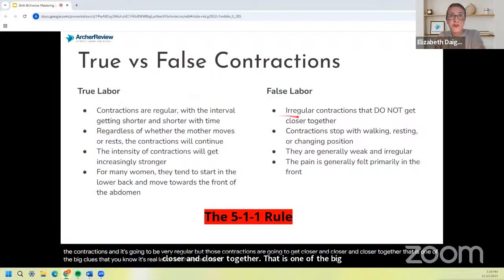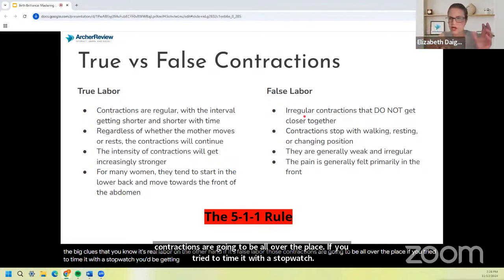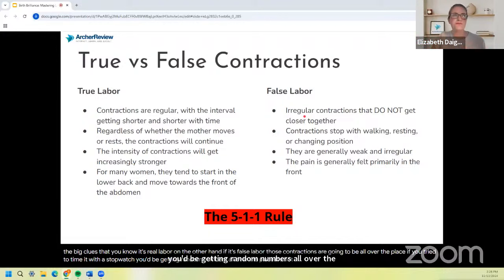On the other hand, if it's false labor, those contractions are going to be all over the place. If you tried to time it with a stopwatch, you'd be getting random numbers. It's not regular. Now, with true labor, it doesn't matter what mom does, the contractions are going to continue. You cannot stop labor contractions if you're actually in labor, at least not without certain treatments and medications. But if it's false labor, you can make them go away if you get up and walk, rest, or change positions.